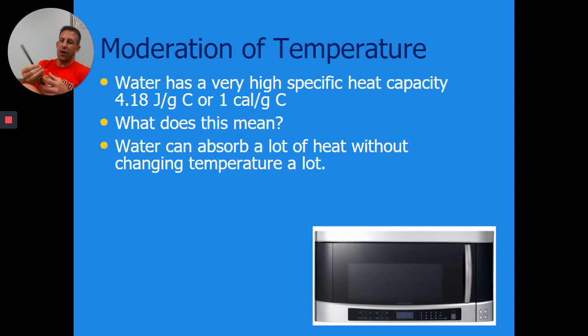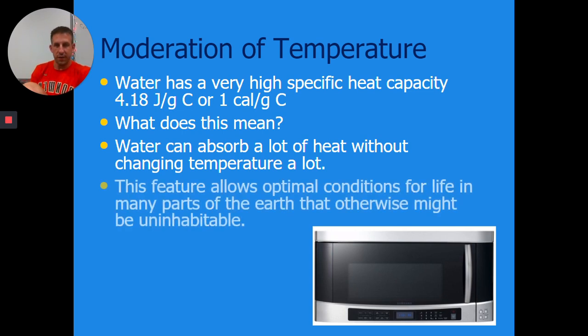If I were to turn this on and leave it on, I would eventually feel the heat down here where I'm holding it, because it's heating up the tip, and where it's hottest, up here, is going to cause that heat to move down to where it's cooler. And the reason it does that so quickly is because the specific heat capacity of aluminum is very, very low. It's going to heat up a lot quicker than, let's say, water. So this feature of water allows optimal conditions for life on Earth in many parts of the Earth that would otherwise be uninhabitable.